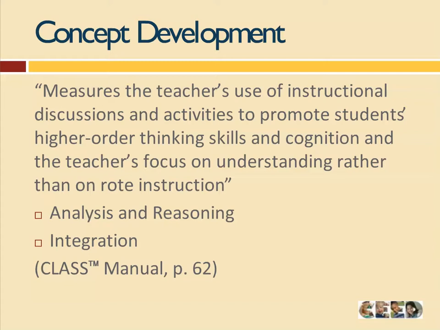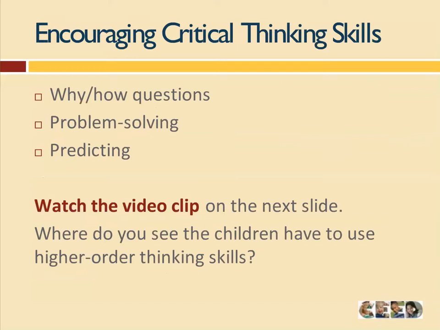While all concept development indicators can be used during book reading, we are going to focus on analysis and reasoning and integration. Encouraging children's critical thinking skills. This can be done by asking how or why questions, asking the children to problem solve, or asking them to predict. Let's watch the clip and think about, where did you see children having to use their higher order thinking skills?